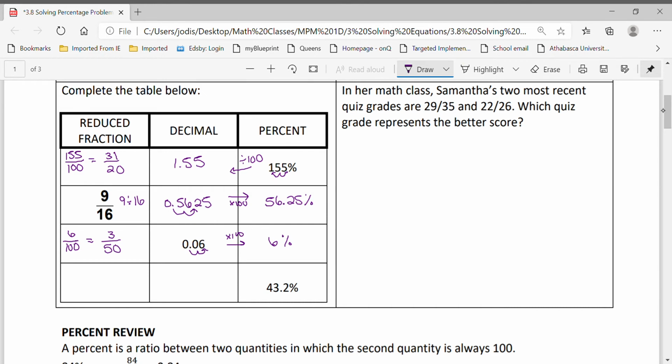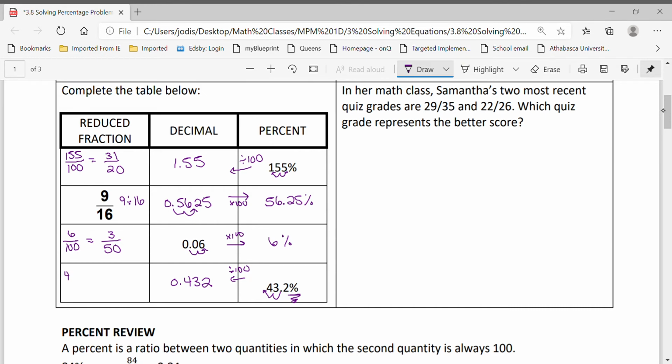And the last one here, they gave us this percent. Well, 43.2, it says percent. Please don't confuse that with the decimal. Yes, it has a decimal in it, but it's a percent, it has this unit. So if we want to go from this percent to a decimal, we're going to have to divide by 100 or move the decimal point 2 places to the left. Either one is going to give us 0.432.